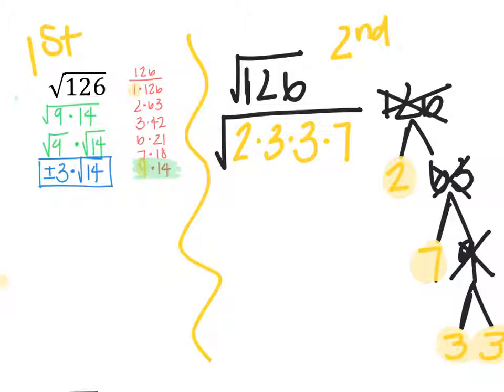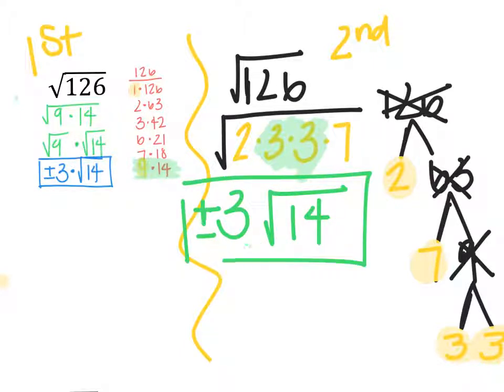And what I'm looking for here, if I've prime factored it, is my pairs of numbers. Well, I have a pair of 3s, so that means I can take that out and it becomes 3 on the outside. And on the inside, I'm left with 2 times 7, which is 14. And don't forget, I still have to have that positive and negative form. So notice that either way I did this, I ended up with the same thing: positive negative 3 times the square root of 14, both ways. So whichever one makes the most sense to you is the one you need to do.